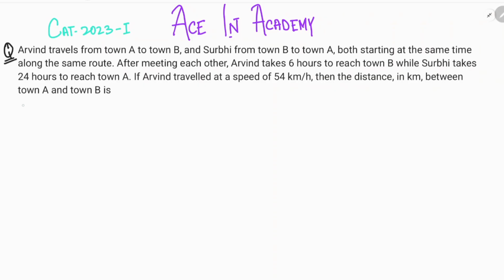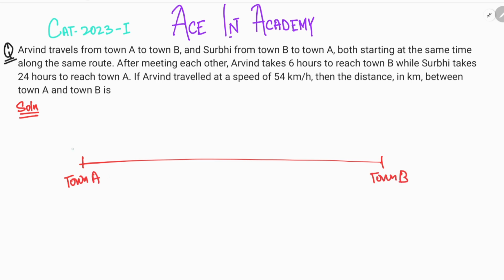I hope that you've tried the question and got the solution, and if you didn't, then let's check the solution. According to the given question, we are to find the distance between the two towns A and B. Arvind is starting his journey from town A, and Surbhi is starting her journey from town B. They meet at a certain point. We don't know where they meet, but let's take this point as point X. Let's take the distance from town A to the point X as D1 and the distance from point X to town B as D2.